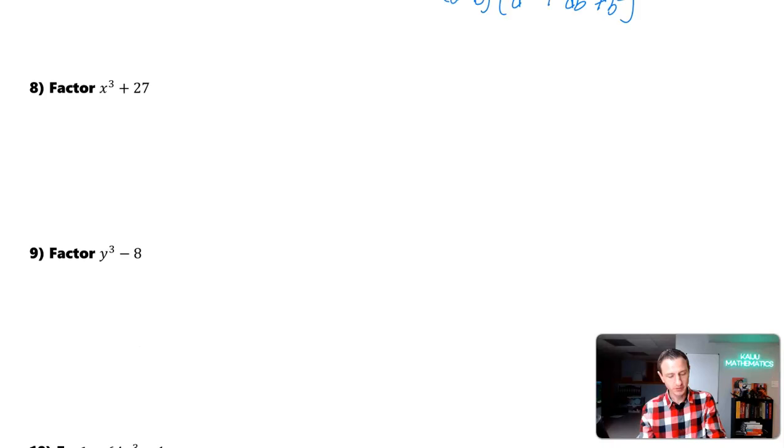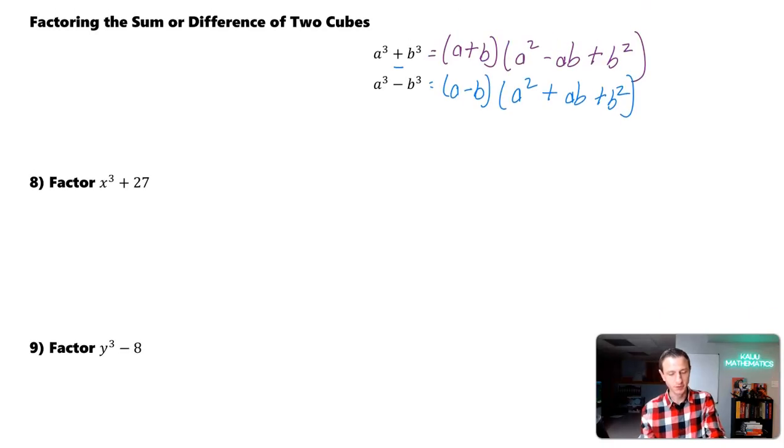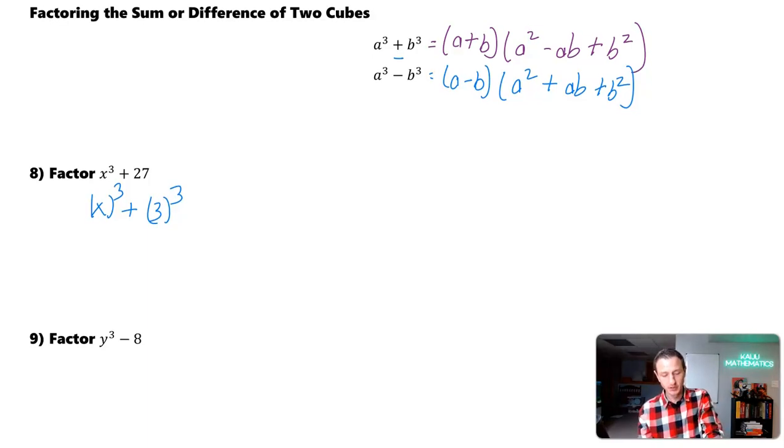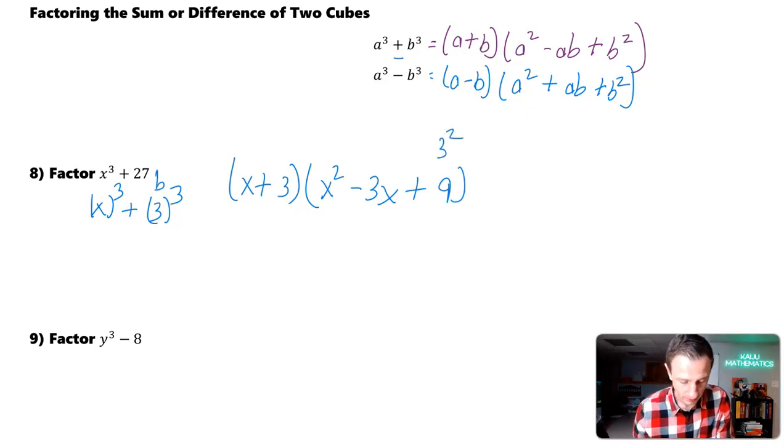Let's take a look at a couple problems. Let's have a couple of these factoring the sum or difference of two cubes. x to the third plus 27. So think about what is being cubed in both scenarios. So here the x is being cubed because x to the third, and then 3 is being cubed. That is a sum of two cubes. So I'm going to have x plus 3 times x squared minus 3x plus 3 squared is 9. So this was 3 squared because my b term was 3. My a term was x, so b squared is going to be 3 squared, so that's 9.